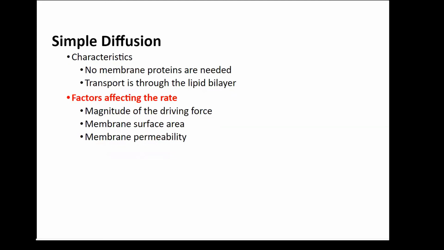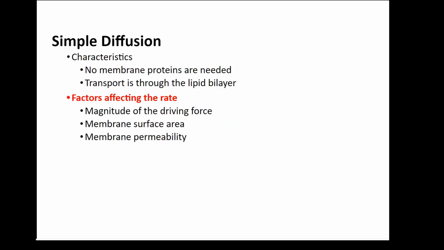So things that undergo simple diffusion would be things like oxygen, that just diffuse directly across the membrane. So they're going to be small, they're going to be nonpolar, they're not going to be charged, they diffuse directly across the membrane. There are still factors that affect how fast they go.